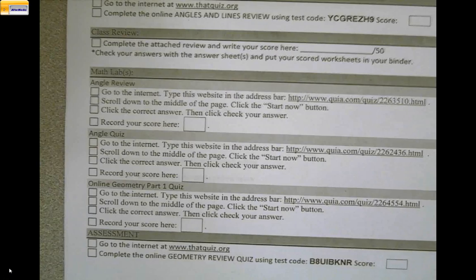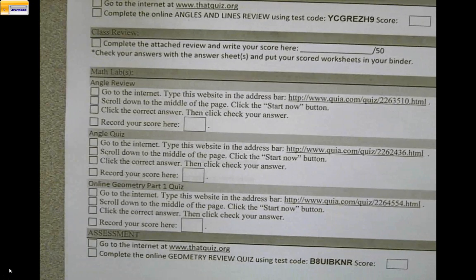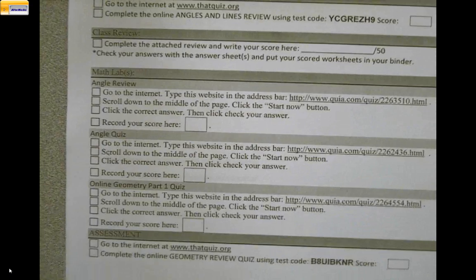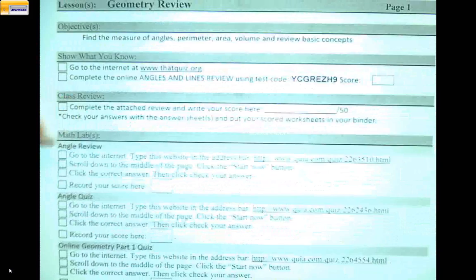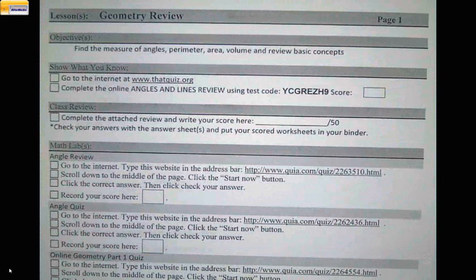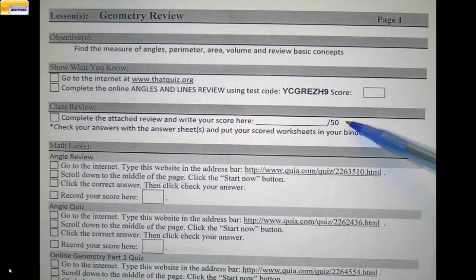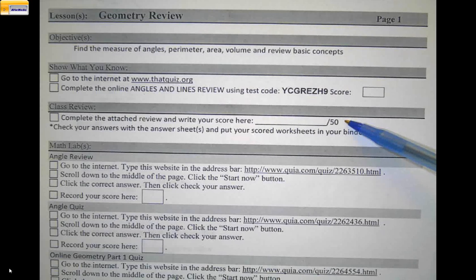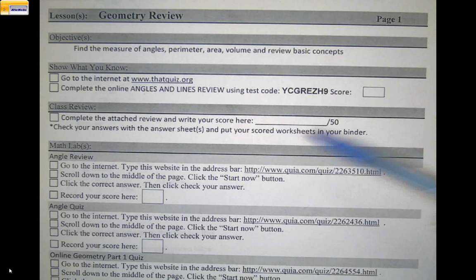Okay, now on today's packet, for the review, there are 50 questions in this packet on the study guide. I want you to go through those 50 questions and make sure that you know what you know. Now listen, after you finish the packet, check your answers and write down how many you got right. That's part of the assignment today. Get some immediate feedback on how you did.